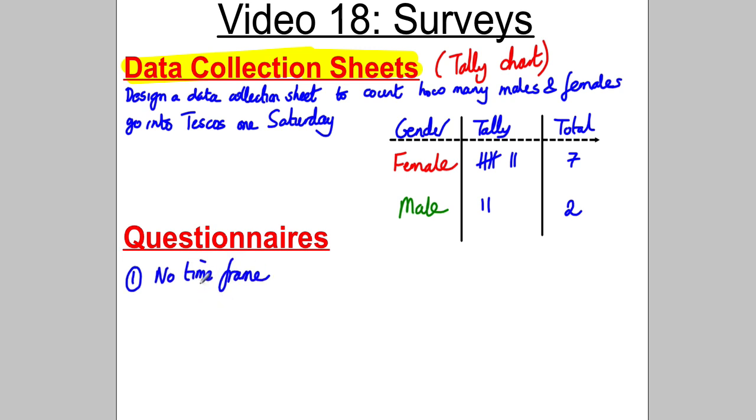For example, if I said to you, how often do you go to the cinema? That does not tell you whether I mean a week, a month, a year. So usually that's a problem with questionnaires. It's one to look out for and one to avoid when you're designing them.